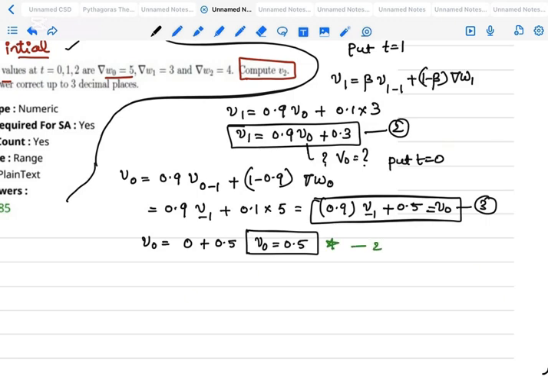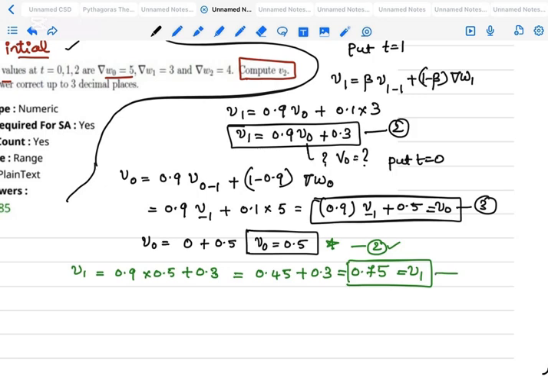Now in equation 2, V1 equals 0.9 times 0.5 plus 0.3. 9 fours are 45, so that is 0.45 plus 0.3, which equals 0.75. This value is V1.